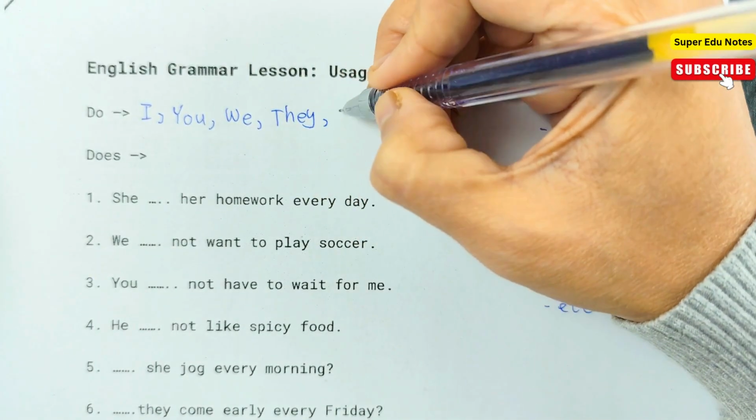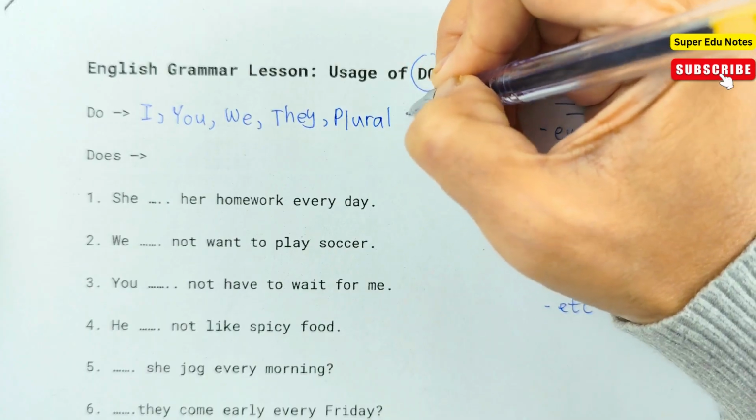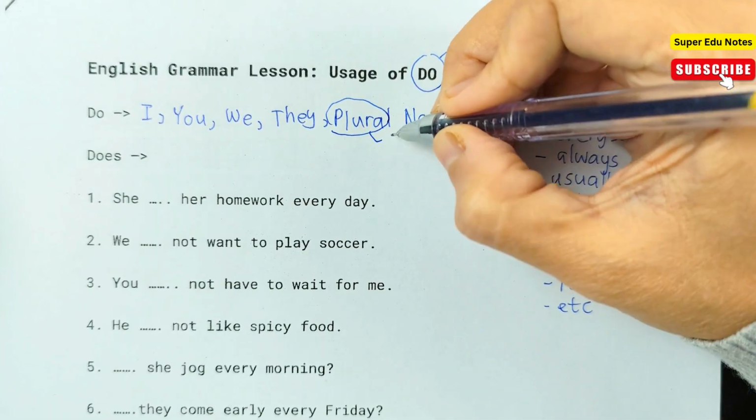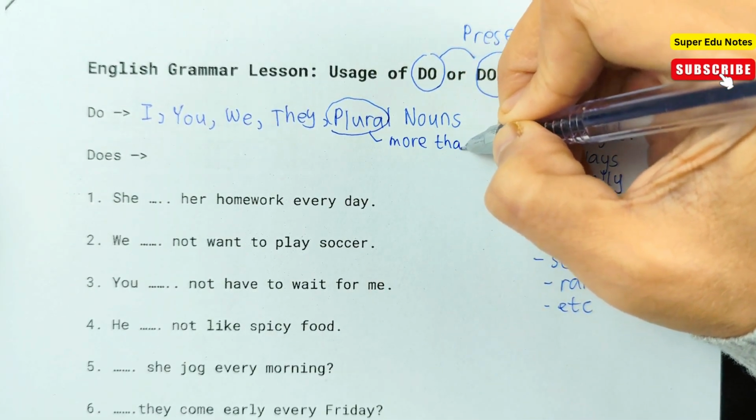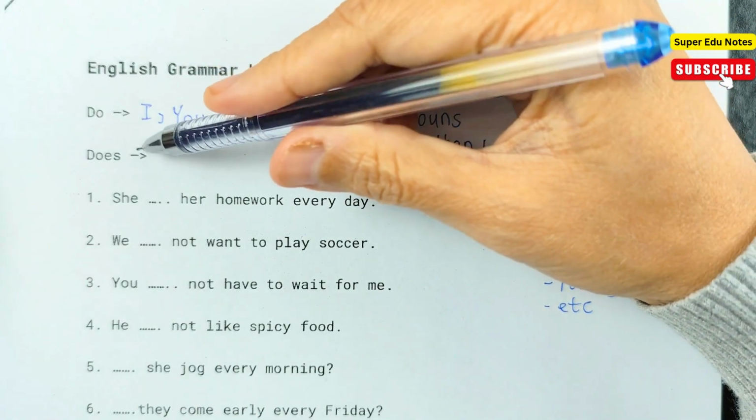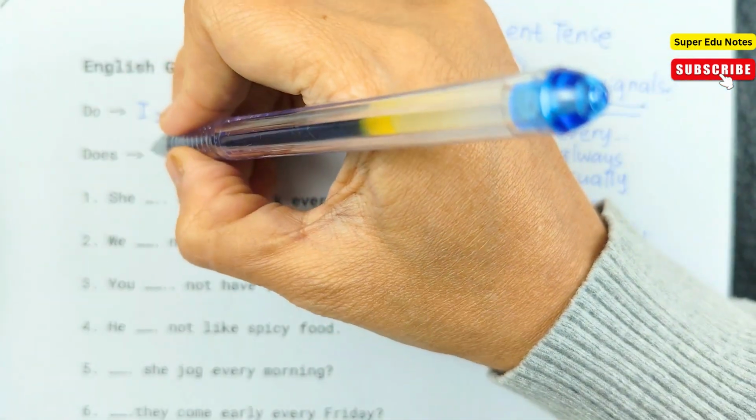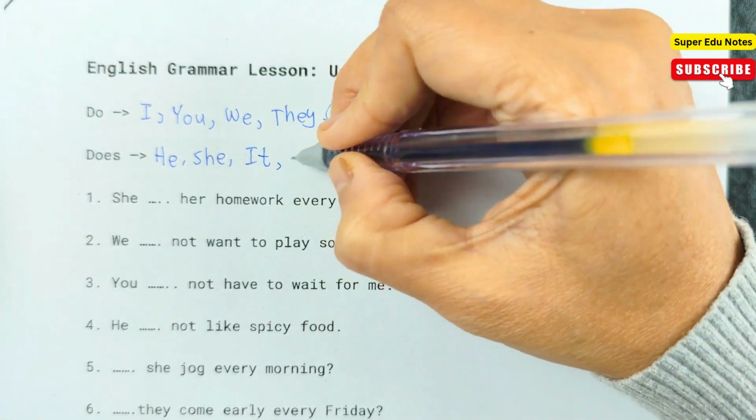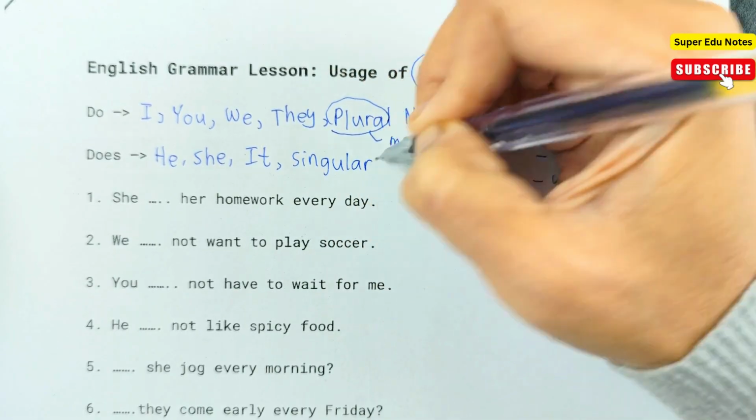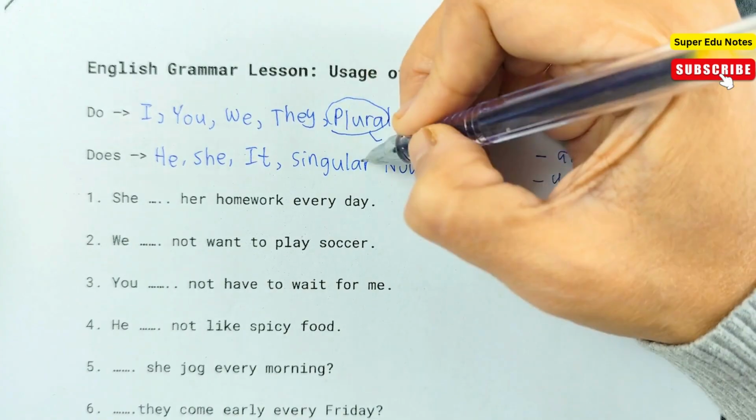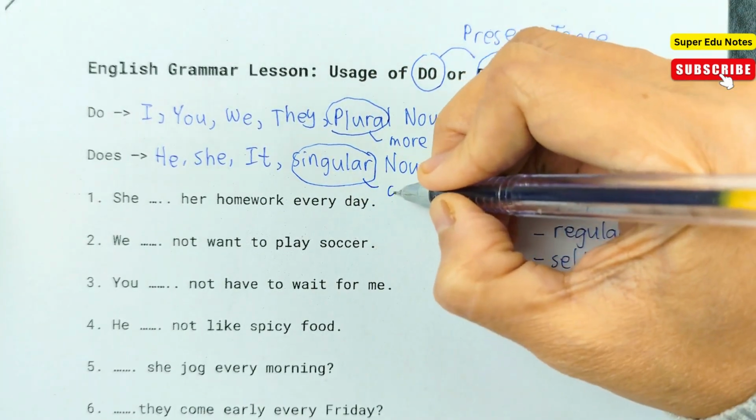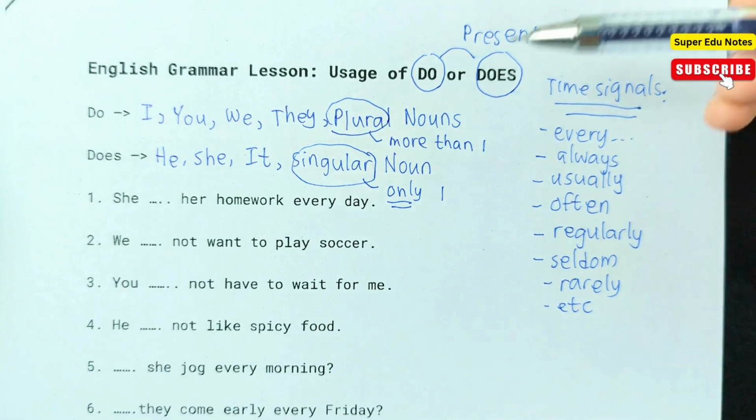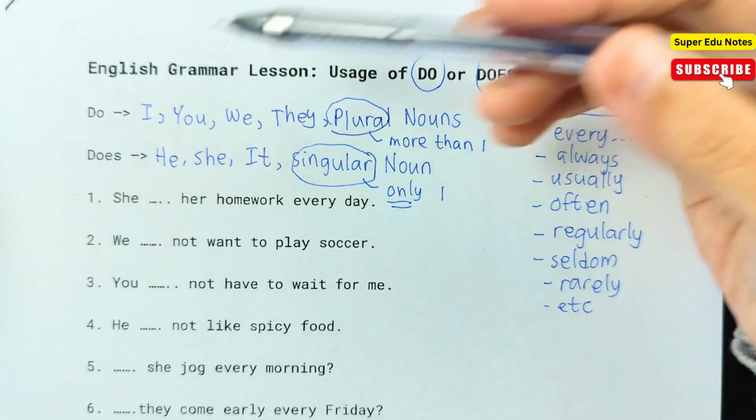they, plural nouns. What does it mean by plural nouns? Plural nouns are things that are more than one. We use does for subjects like he, she, it, singular noun. Singular means only one. So whenever we use a thing that is only one, we use does.